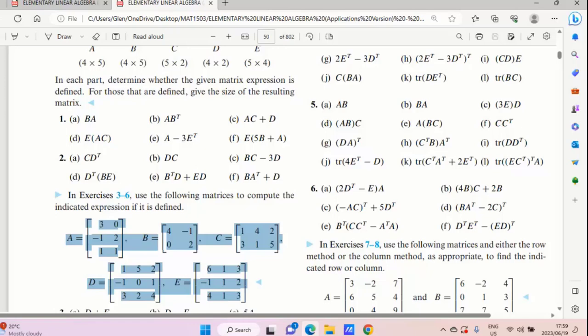Now, let's look at number 6. Do we all see number 6? Yes, sir. Still using the very same matrices. Can we quickly work number 6A? We'll soon be stepping off this section. Which number are we doing now? 6A. All right.